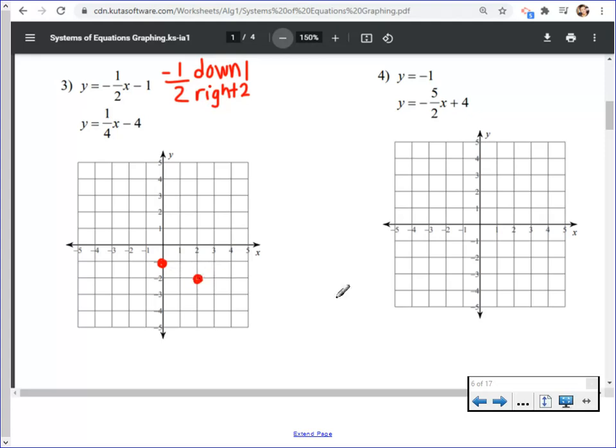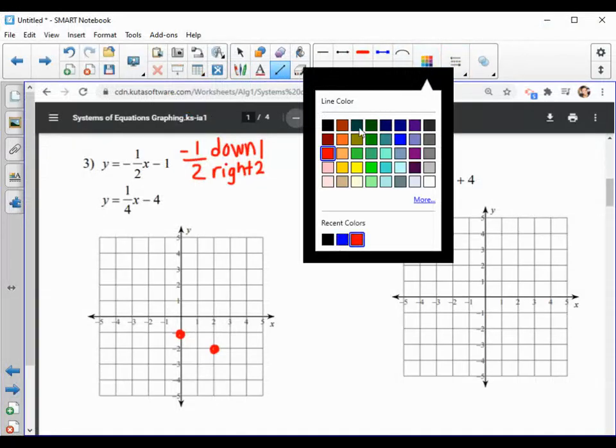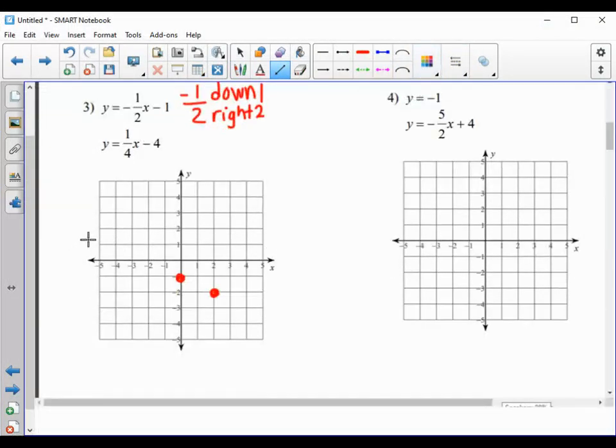I want to connect those points, and remember, when you connect these, your line should go through the entire graph. Don't just connect those 2 points. Make your line go through the entire graph.